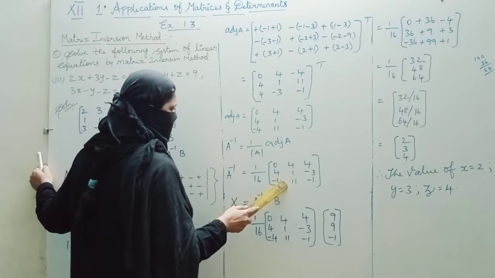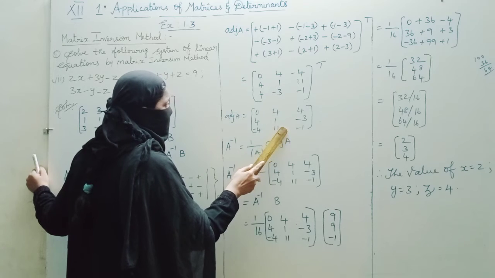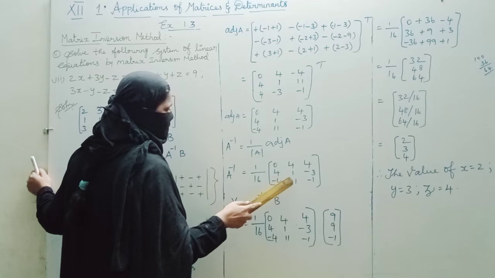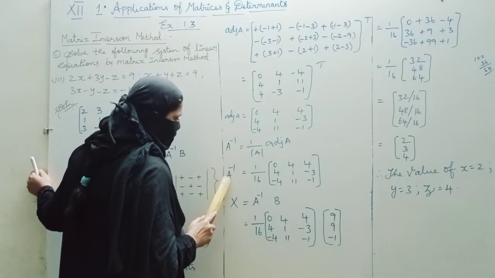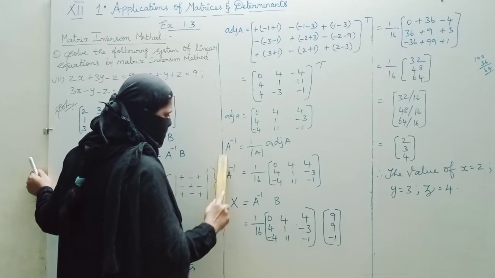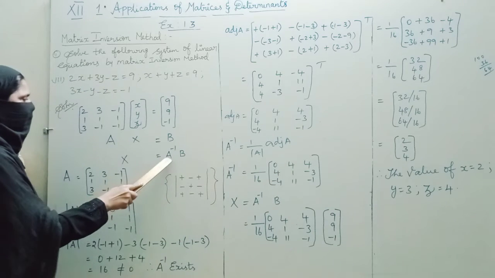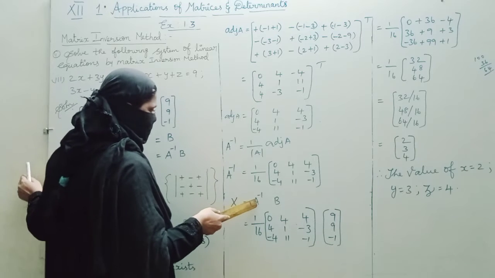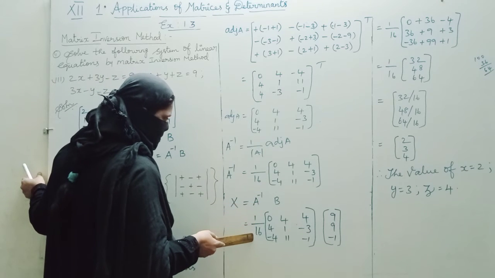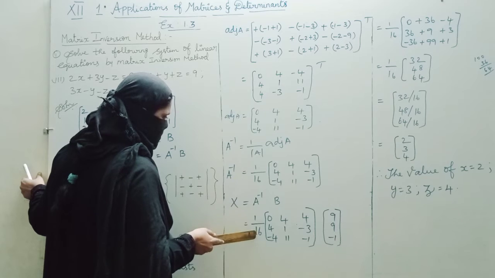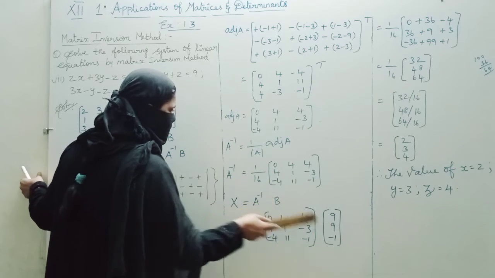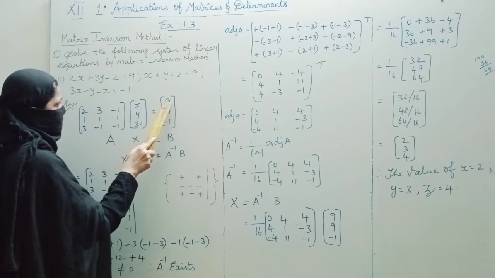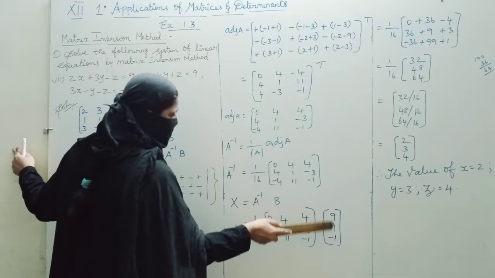This is the adjoint. After finding the transpose, what is the answer you are getting? That is the adjoint A. So 0 4 4, 4 1 minus 3, minus 4 11 minus 1. Now we found the value for A inverse. A inverse value கண்டுபிடிச்சாச்சு. இப்போ B ஓட we want to do the multiplication product. So x equal to A inverse B. So 1 by 16, A inverse, this adjoint A. What is the B value? It is given in the question. RHS side only we are taking as B value, 9 9 minus 1. So 9 9 minus 1.